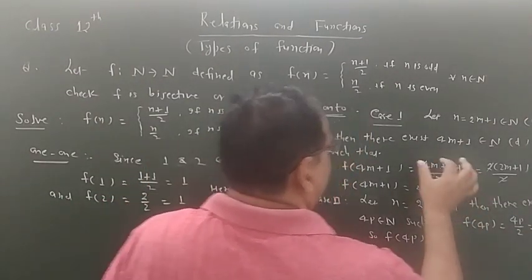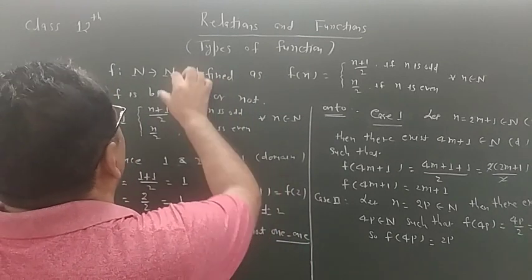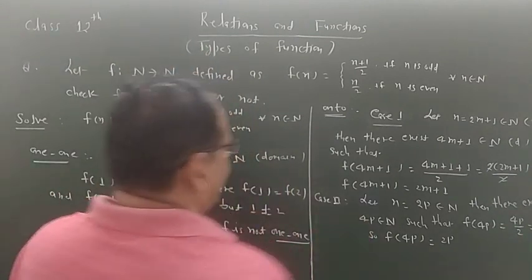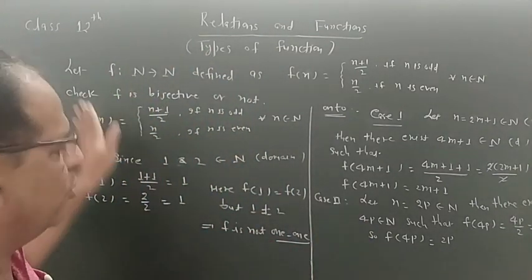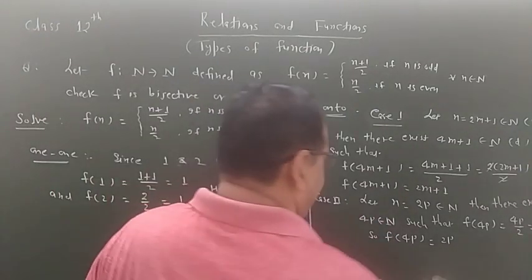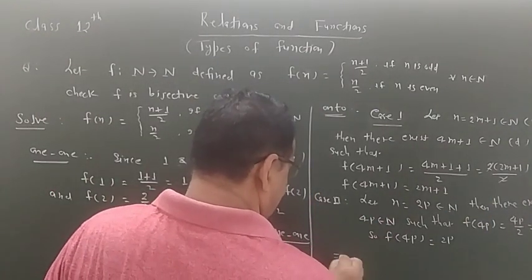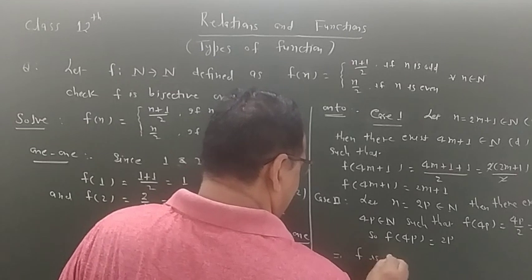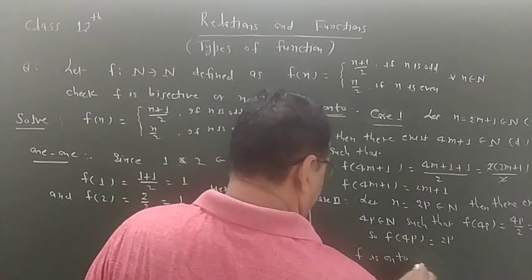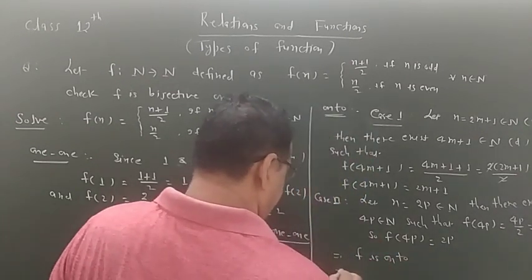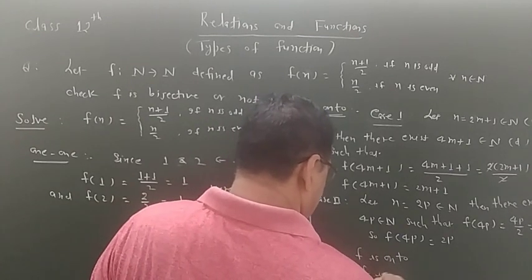So for each odd and even element of the codomain, there exist some odd or even numbers in the domain whose images are in the codomain. This implies that f is onto. So this implies that f is not bijective.